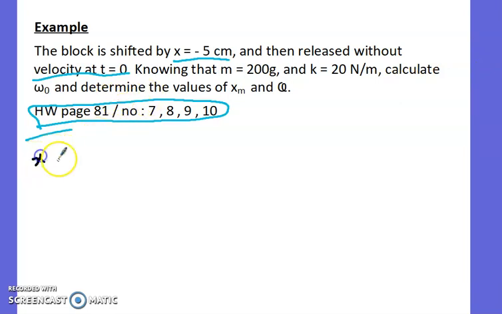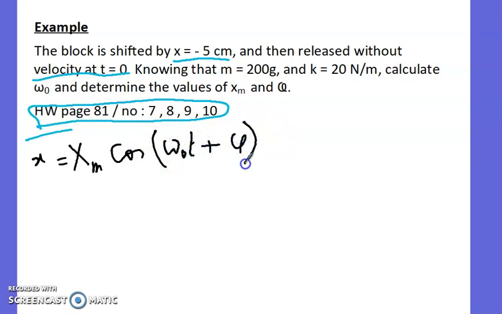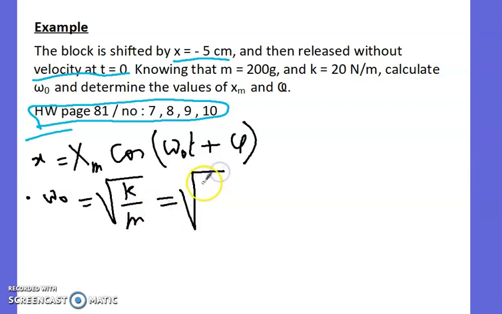First we have x equal xm cosine, or sine, it doesn't matter, omega 0 t plus phi. Now you know that omega 0 equal radical K over M, which is equal to radical 20 over mass 200 gram or 0.2 kilogram. Then you get radical 100 or 10. You know this is like theta prime, radian per second.